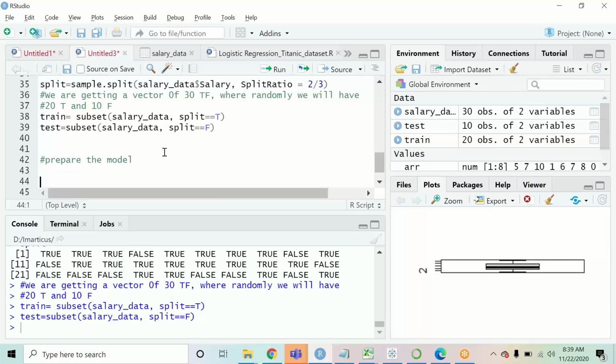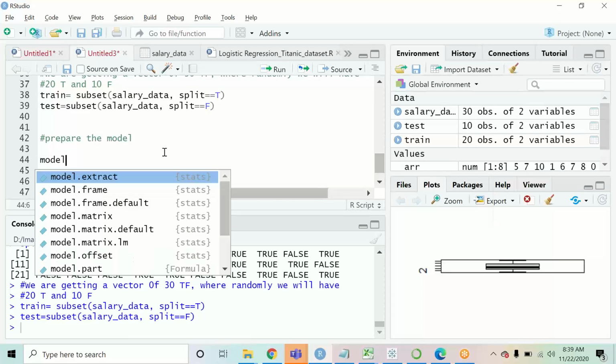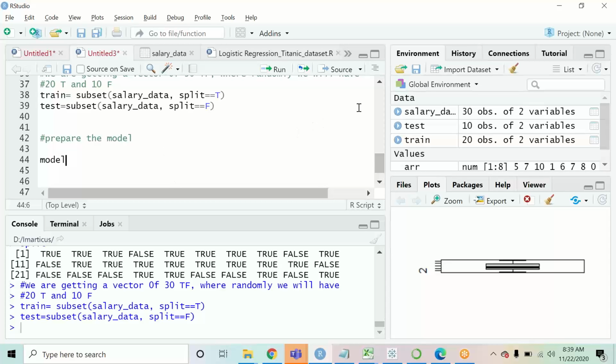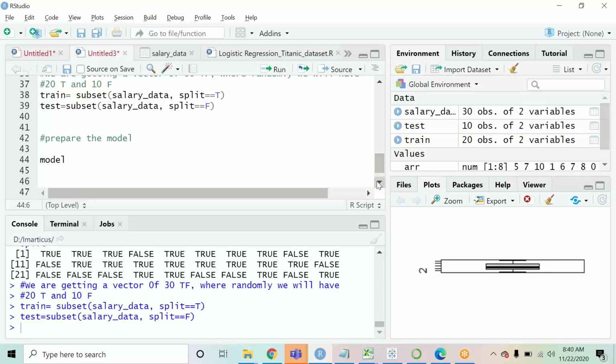In order to prepare the model, I will create a variable by the name model. It can be any name. Many times learners think that these are the names you have to use, and that if you use some other name you will get an error. It is not the case. These names could be anything.